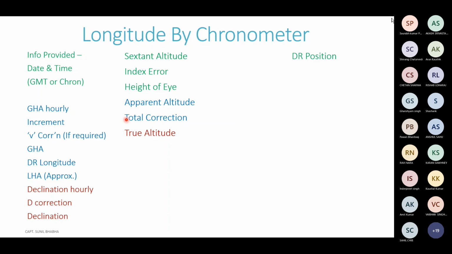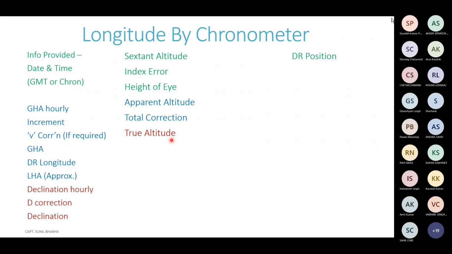With the apparent altitude, we can now enter into the almanac and obtain the total correction for the body. We are familiar with the total correction table of sun, stars and planet as well as moon. So we apply the total correction to the apparent altitude, and once applied, it gives us the true altitude of the body. So this is step number 2. We obtain the true altitude of the body.